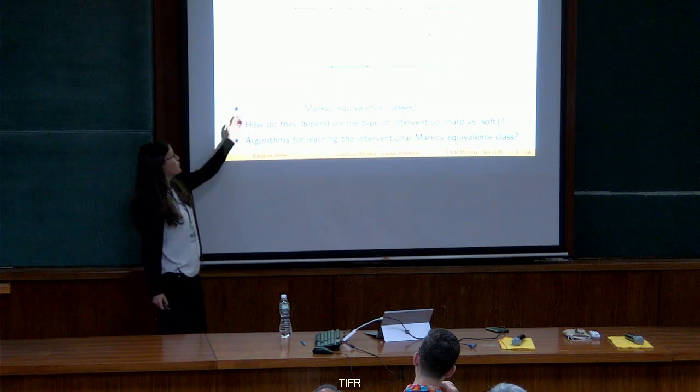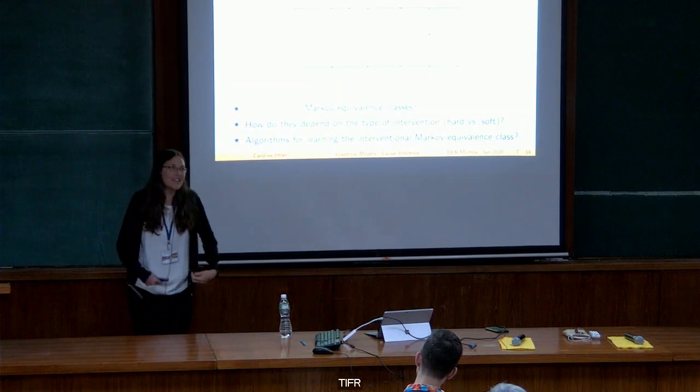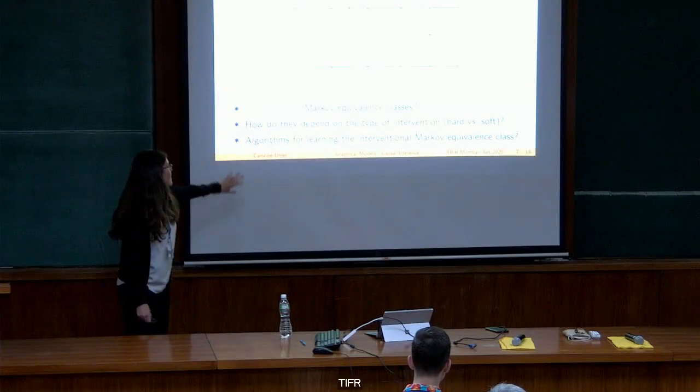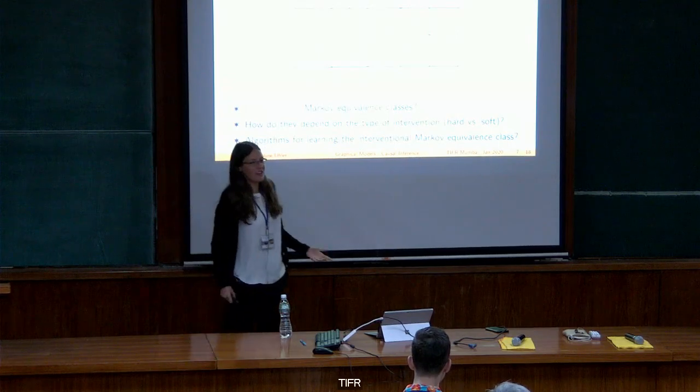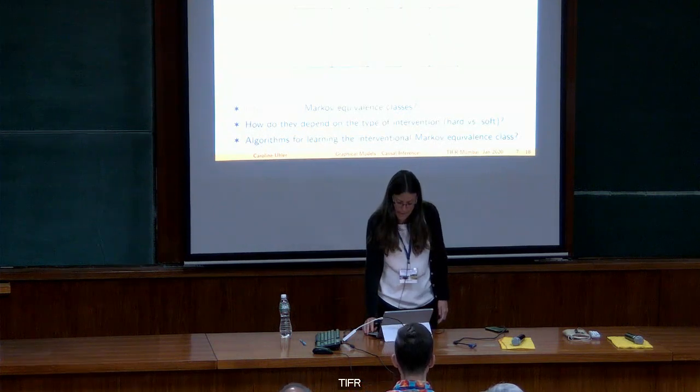And then, of course, once you know what you can identify, you can start coming up with algorithms that can actually identify this, at least as the sample size goes to infinity. As long as you don't know what you can identify, you cannot come up with provably consistent algorithms. So only once I know this can I start coming up with algorithms. So this is what I'd like to do now. First, what are these interventional equivalence classes, and how do they depend on the type of intervention?